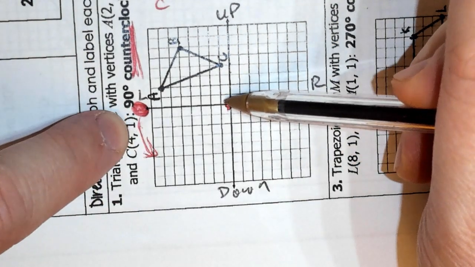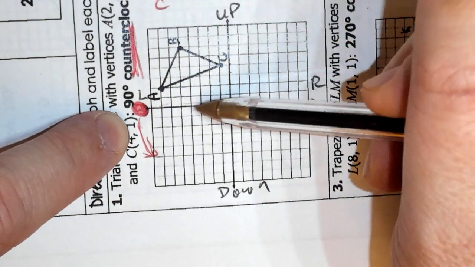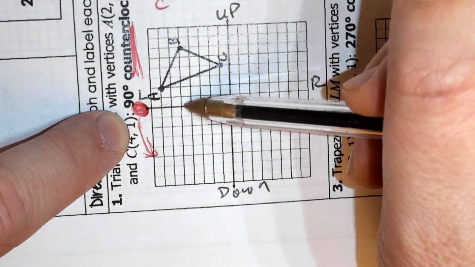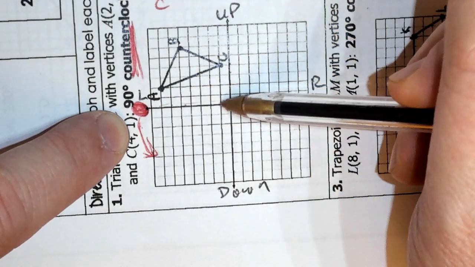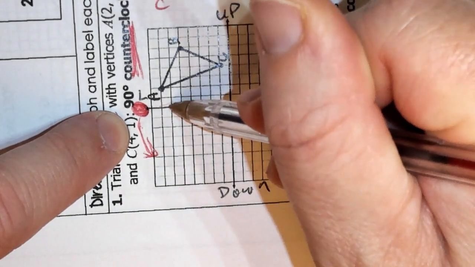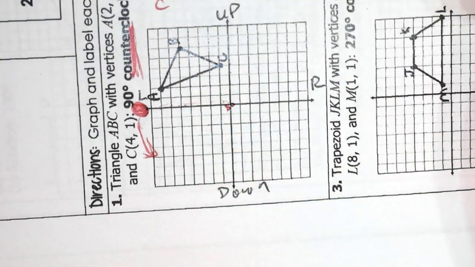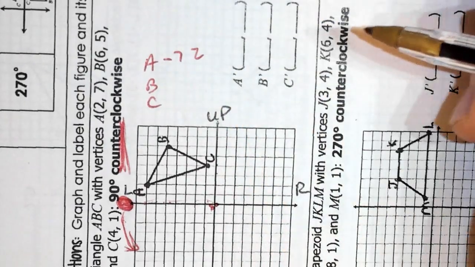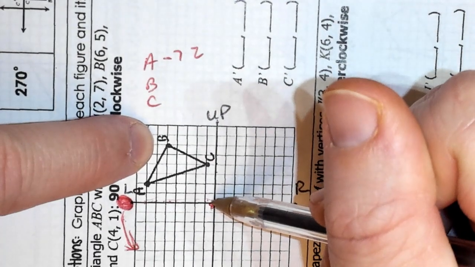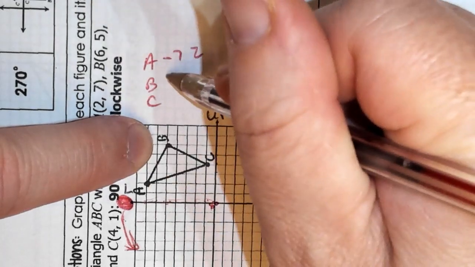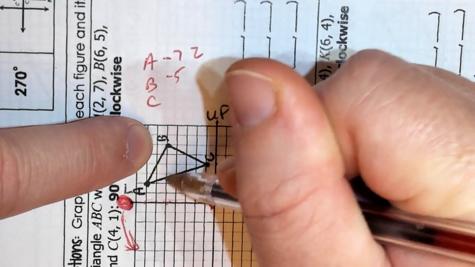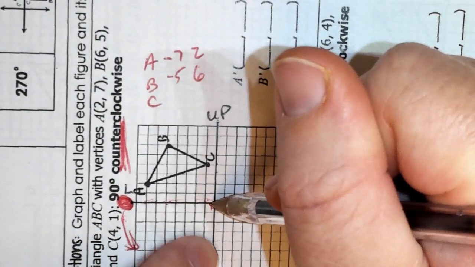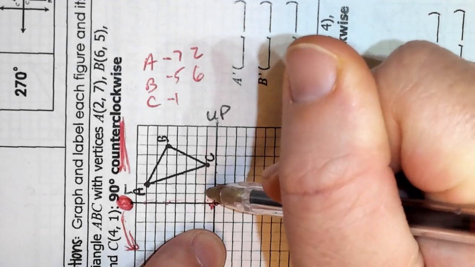All right, so A, going to the left, is that a positive or negative? Going to the left, that is negative. 1, 2, 3, 4, 5, I think I blinked. 1, 2, 3, 4, 5, 6, 7. So that is negative 7. And I went up 1, 2, so positive 2. Okay, where's B? That is a negative 1, 2, 3, 4, 5, and that is a positive 1, 2, 3, 4, 5, 6. And where is C? That is a negative 1, positive 1, 2, 3, 4.